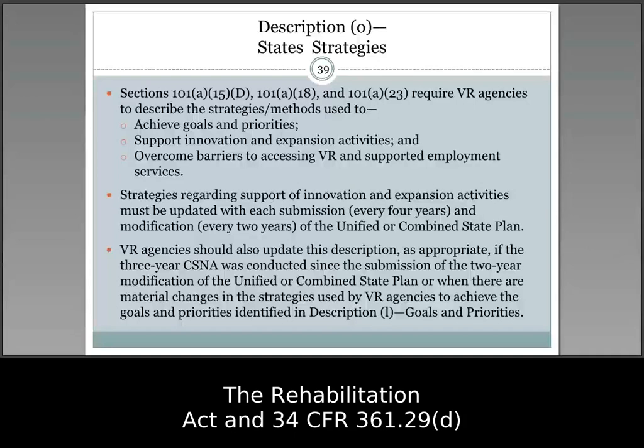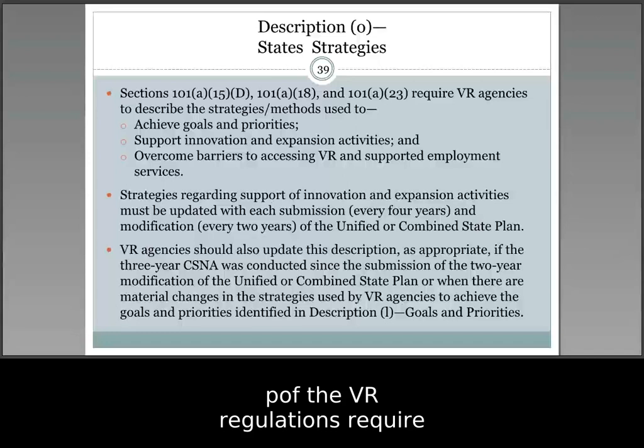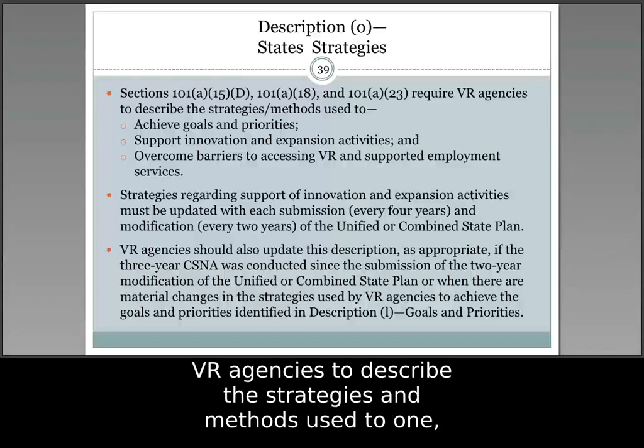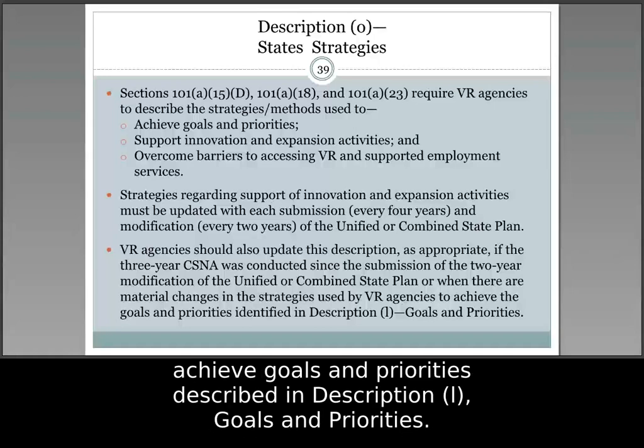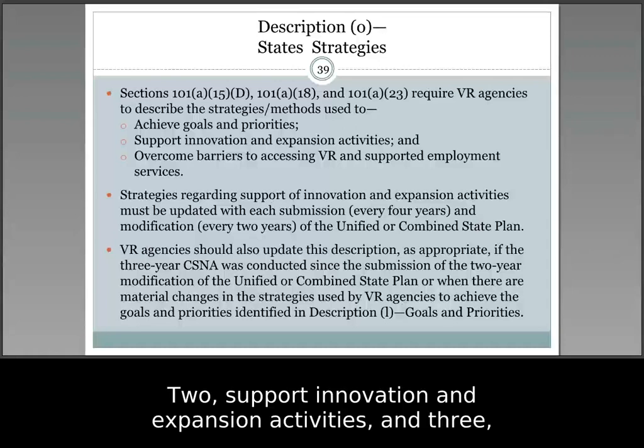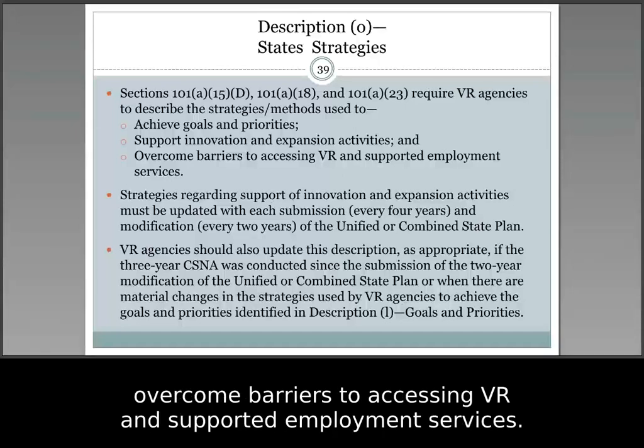The Rehabilitation Act and 34 CFR 361.29(d) of the VR regulations require VR agencies to describe the strategies and methods used to: 1. Achieve goals and priorities described in Description L, Goals and Priorities. 2. Support innovation and expansion activities. And 3. Overcome barriers to accessing VR and supported employment services.